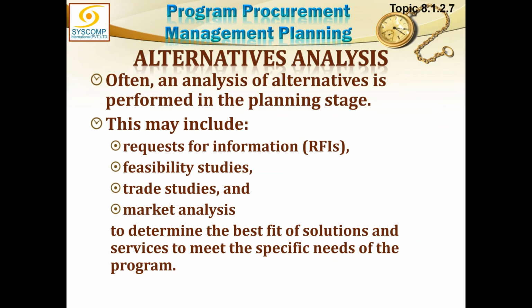Then we have the alternatives analysis. Often an analysis of alternatives is performed in the planning stage. This may include the request for information, that is, before you decide whether you are going for procurement or not, you may need to have certain information gathered from the market. So you may circulate some request for information, RFIs, and in response to that, various people will turn back to you and give you ideas.